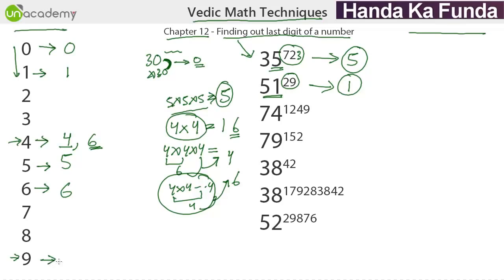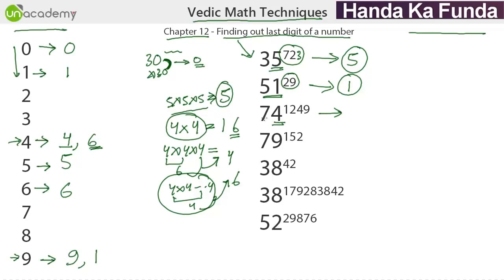Very similarly for 9 also. If the power is odd, you will get 9. If the power is even, you will get 1. That's it. Because 9 into 9 is 81. So the cycle, so to say, will be 9, 1, 9, 1, 9, 1 and so on.